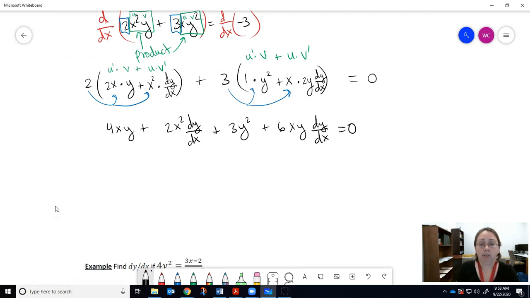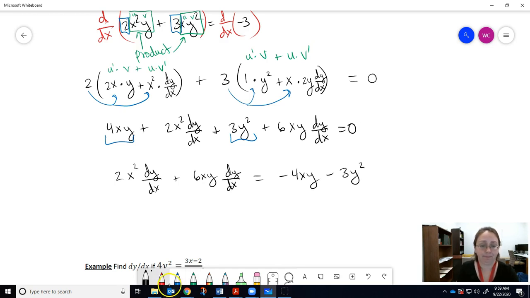All right, so keep the dy/dx terms on the left. So we have 2x squared dy/dx and the 6xy dy/dx. The other two terms, we're going to move to the other side of the equation. So they both become negative. So negative 4xy, negative 3y squared. Do you remember what we do next?